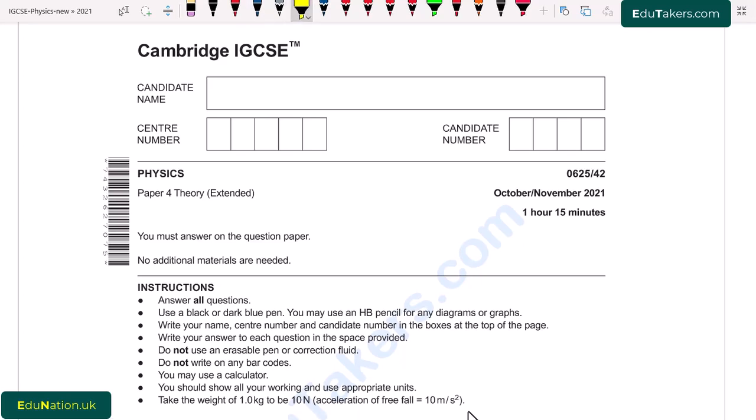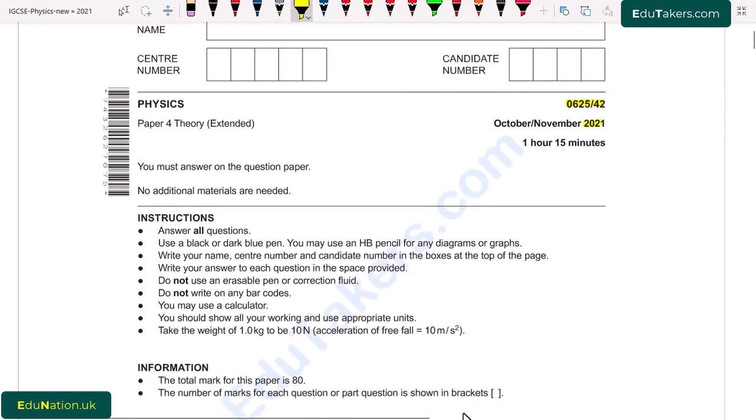Today we are going to solve Cambridge IGCSE Physics Paper 4 Theory Extended held on October-November 2021, and the paper code is 0625 with variant 42. So let's start from question number 1.